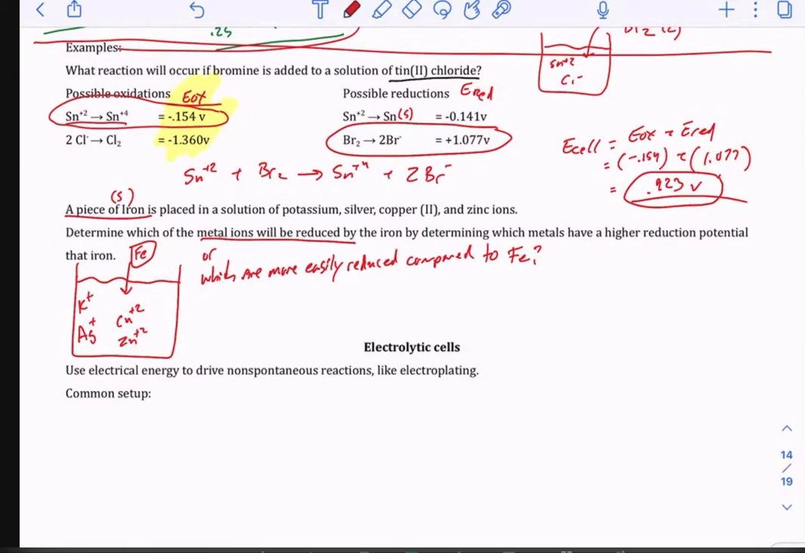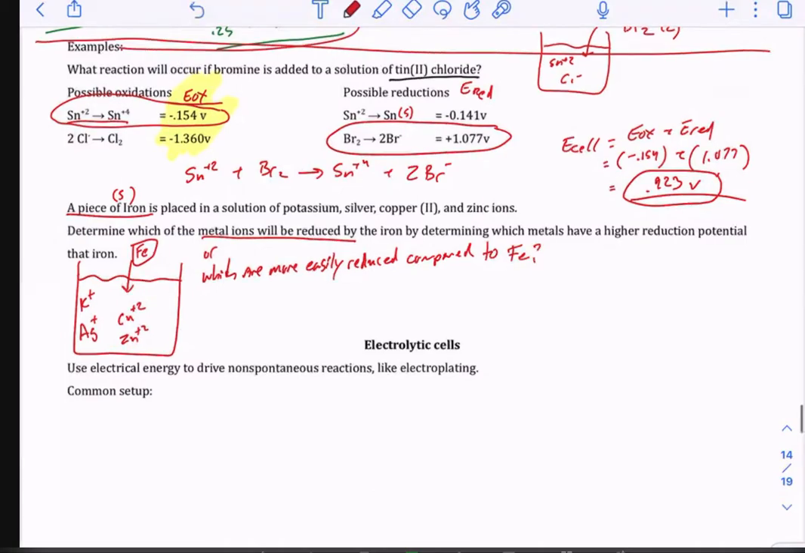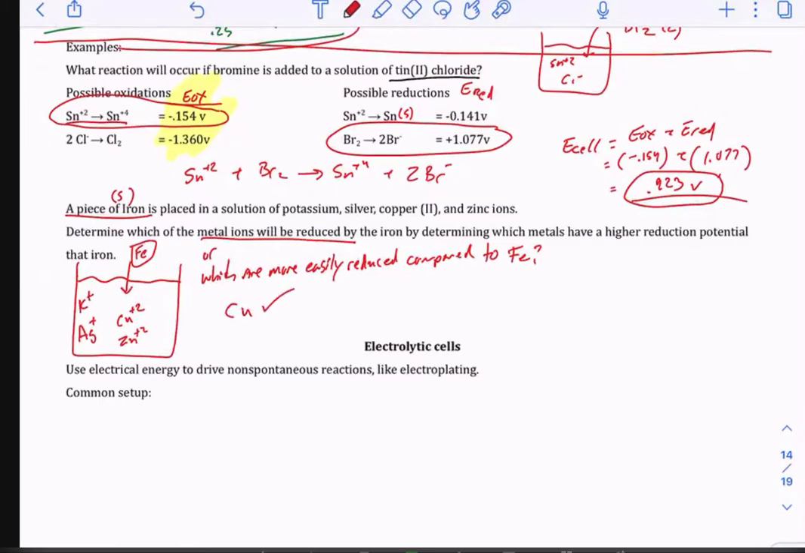So, which of these ions, which of these metals are more easily reduced than iron? More easily reduced meaning higher reduction potential. Which one? Copper, yes. Silver, yes. So do you guys understand what is happening, or what will happen?